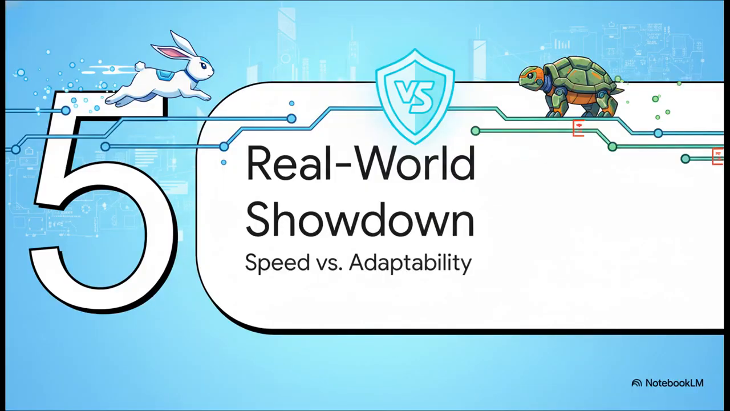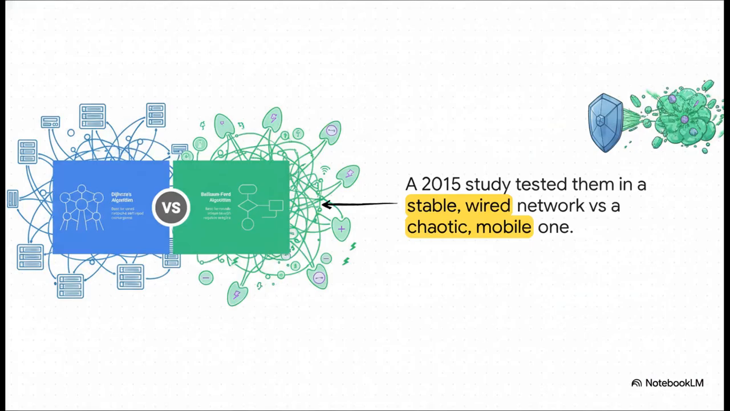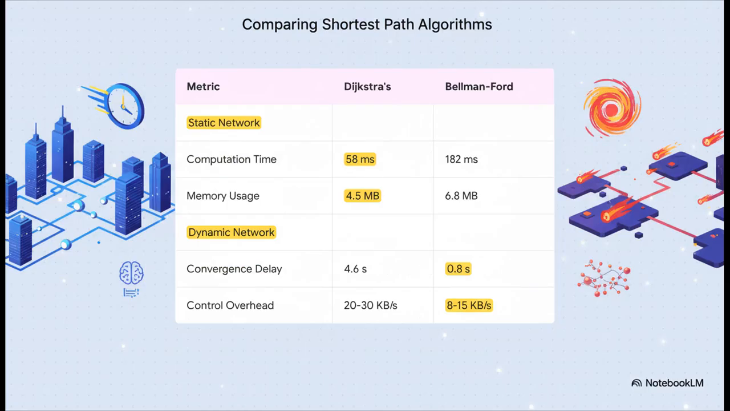So we have the fast, optimistic algorithm and the slow, cautious one. But how do they actually stack up in the real world? Well, a 2015 performance analysis put them to the test in some really practical network routing scenarios. The study basically set up two different battlegrounds. First, a nice, stable, predictable wired network, the kind of thing that forms the backbone of the internet, where stuff doesn't change very often. And second, a chaotic mobile network where devices are constantly moving around, connecting and disconnecting. Total chaos. And the results are pretty fascinating.